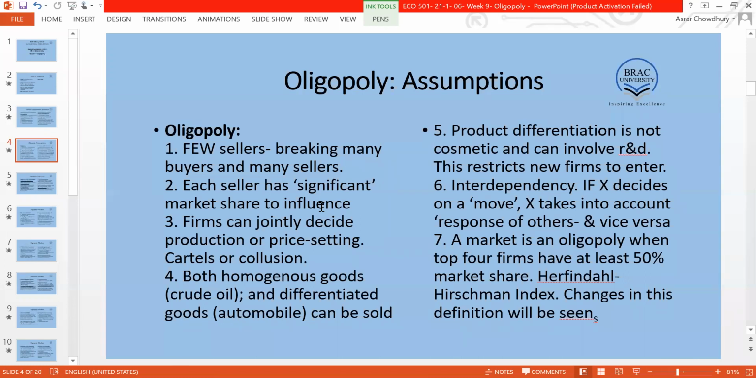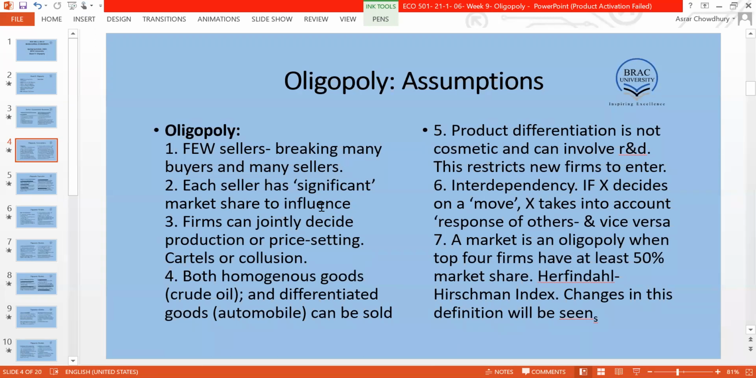At the same time, we can have a market with few sellers that sells differentiated goods, like automobiles. How many automobile companies are there in Bangladesh? Are there too many? No, sir, very few. Producing or just reselling? They're selling, for example, Toyota, Nissan, say Tata, and then you have Jaguar, Mercedes. There aren't too many sellers who sell automobiles in Bangladesh.